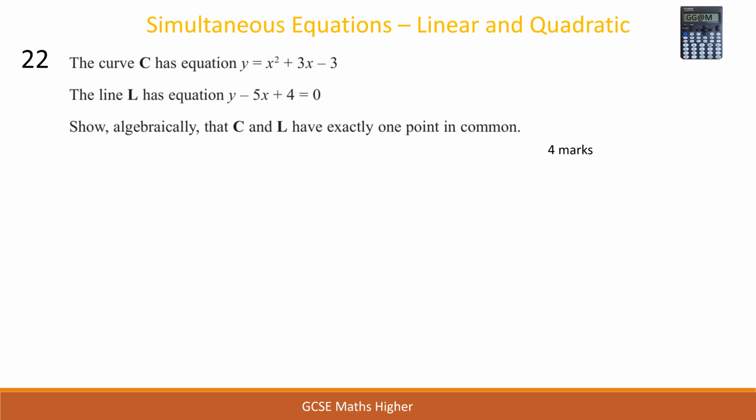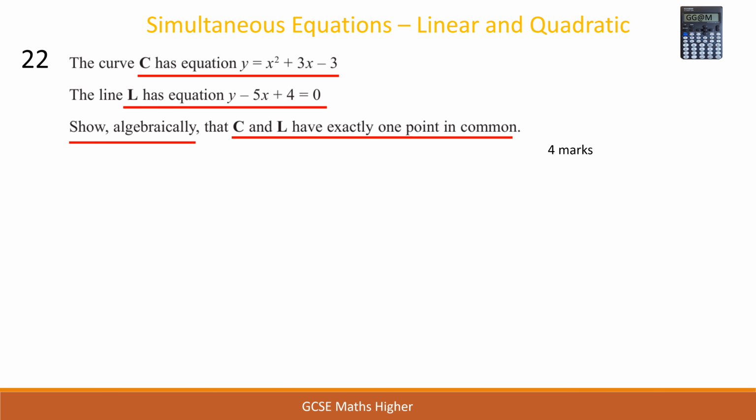This is a simultaneous equation where you've got a linear and quadratic expression. So you're told that the curve has the equation and L, the line, has the equation of this. You've got to show algebraically that they have only one point in common. Press pause, have a go at working out the answer, then press play when you're ready to hear the answer.